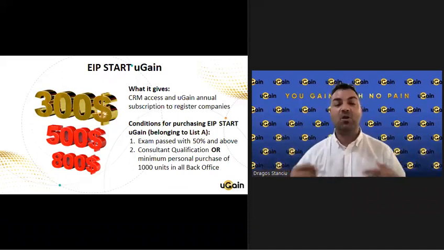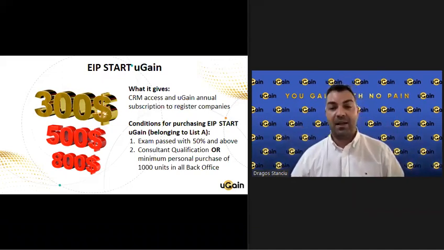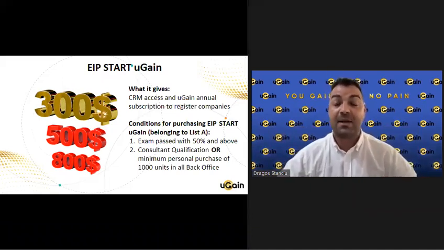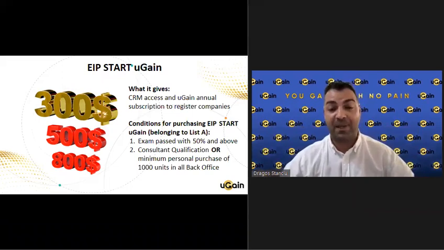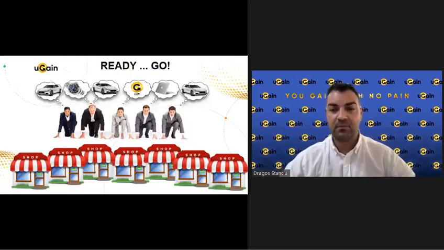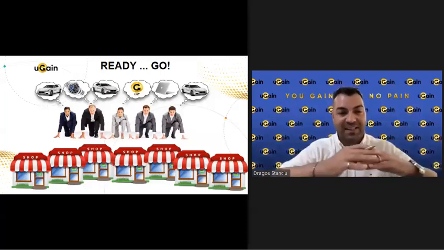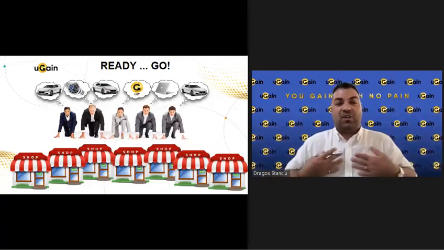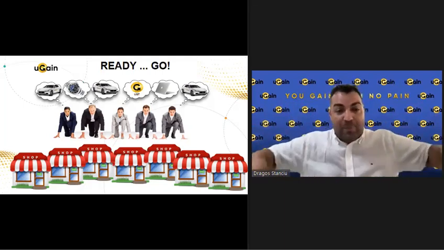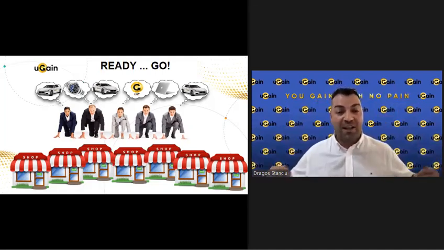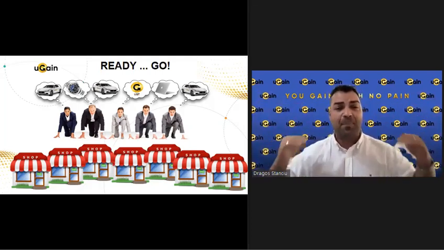Look, and assume that you are already in list A and you have either a status of a consultant or the personal investment of at least 1,000 units, which means that you are eligible to buy the EIP Start uGain. And it is important to understand that we today build our structure of entrepreneurs. I am a promoter. I am ready to start. So we may start working in full.